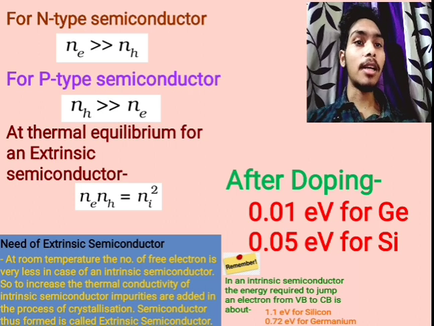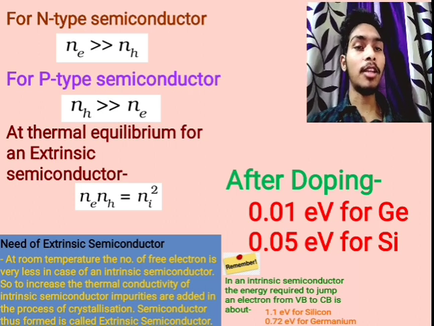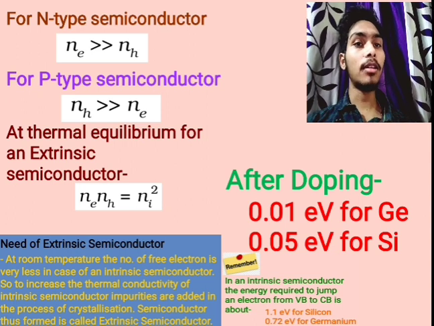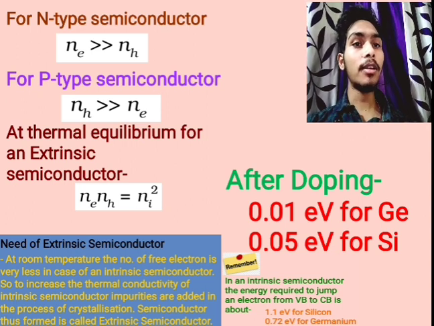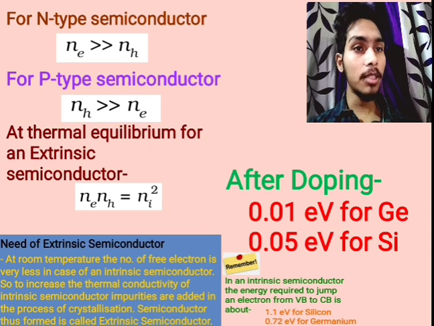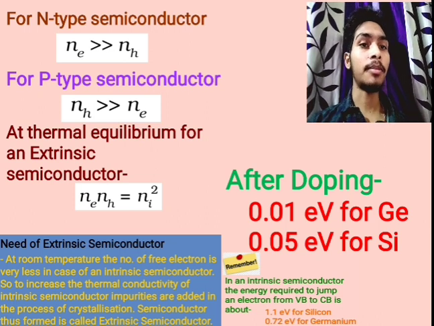Then this line is important to solve numericals. At thermal equilibrium, for an extrinsic semiconductor, number density of electron multiplied with number density of hole is equal to square of number density of intrinsic carriers, n i.